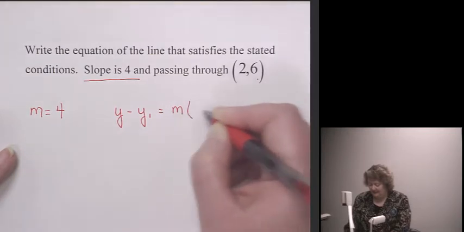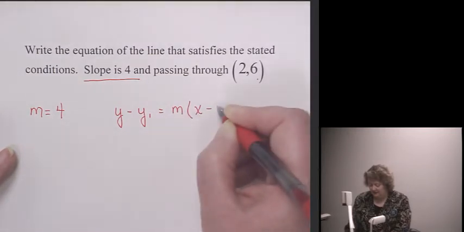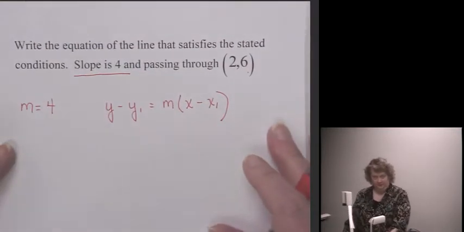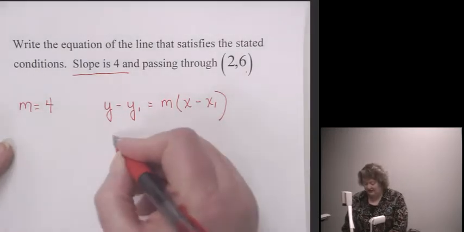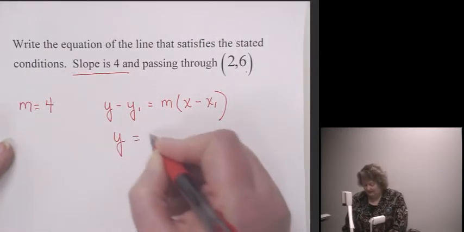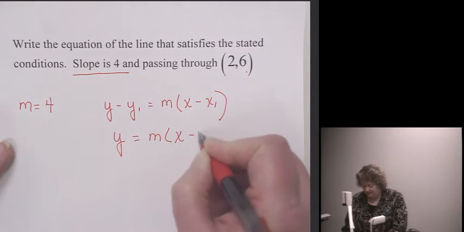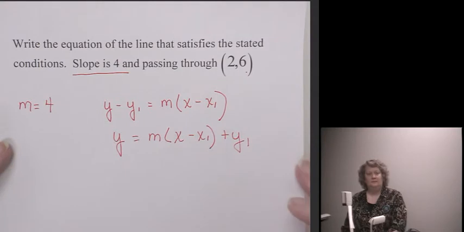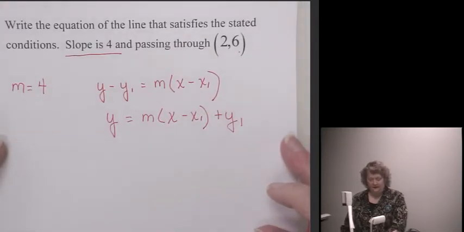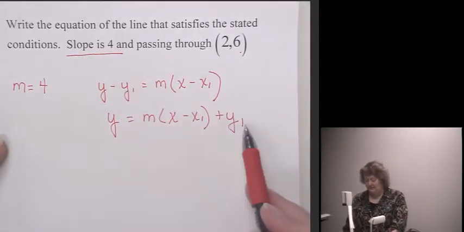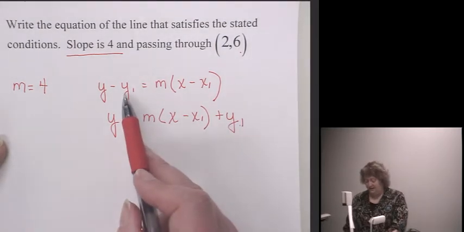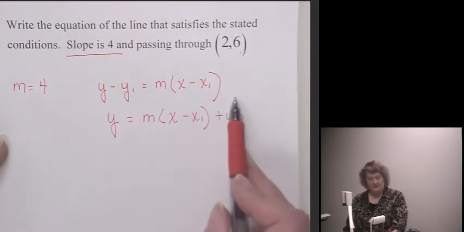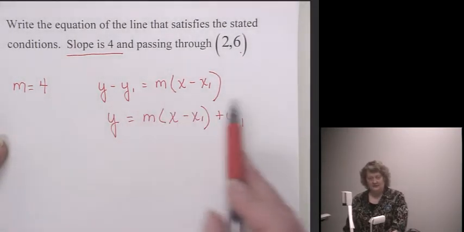This podcast is assuming that you're using this formula here, or the formula that's just like it. The only difference between this formula and this formula is that the y has been moved over to the other side of the equation by adding y1 to both sides. So I'm assuming you're using this formula here.